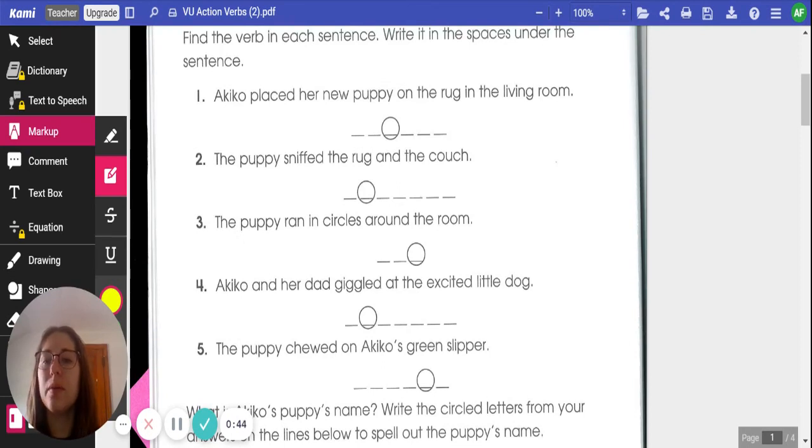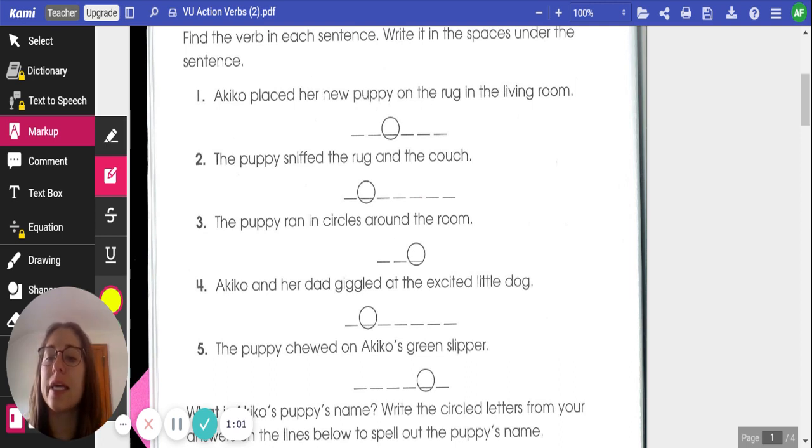Let's practice a little bit more. We're going to find the verb in each sentence and write it in the spaces underneath the sentence. I'm going to go ahead and highlight it. I would like you to number 1 through 5 and write along as I am typing it in.